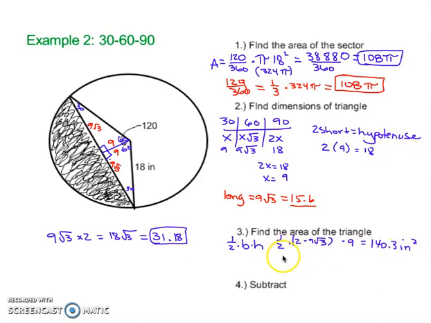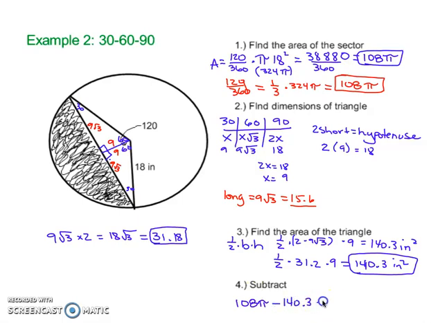And under here, I'm just going to rewrite that with our decimal form. So we'd say 1/2 times 31.2 times 9. And that's still going to give us our same answer of 140.3 inches squared. So that's what our area of our triangle would be. And now we need to just subtract the two. So you'd have 108 pi minus 140.3, and that will give you 199. And that is our final answer.